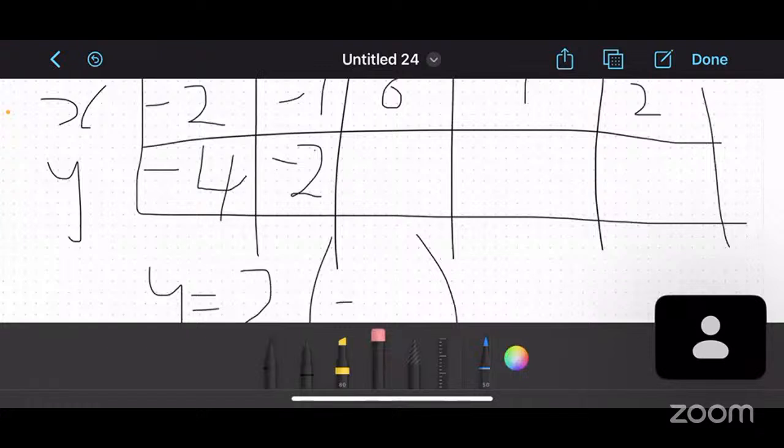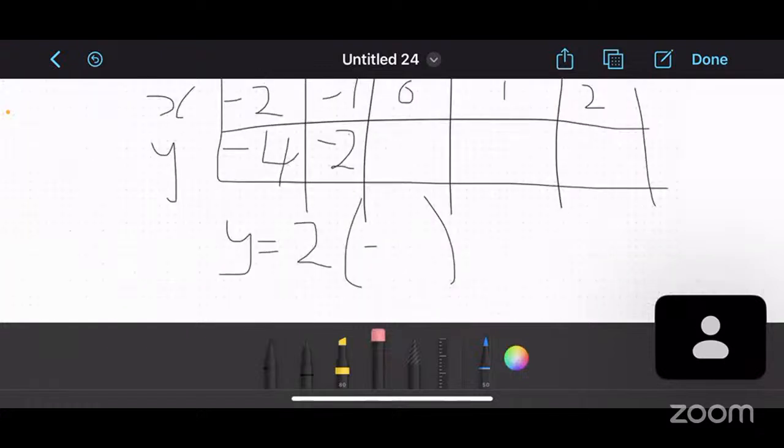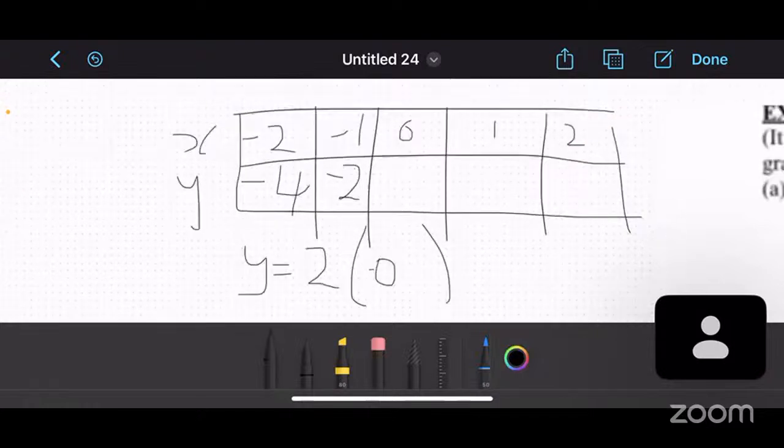Then next you write y equals 2 in brackets 0. Okay. Then usually the answer will be 0. Then in brackets you write 1. Next you write y equals 2. Yes, and then the answer will be just 2. Positive 2.